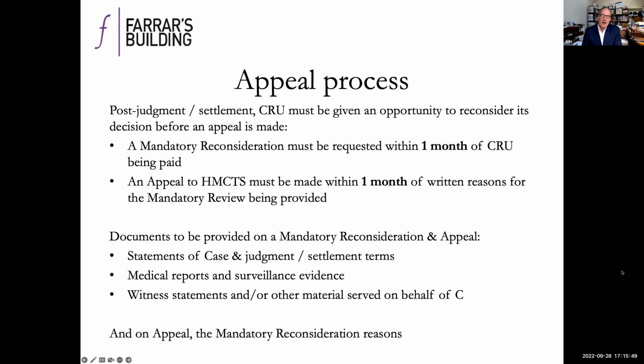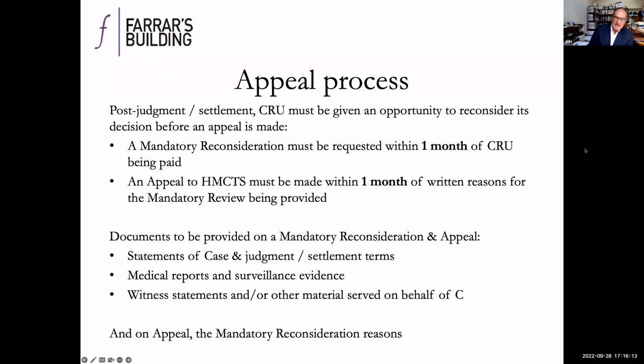As I say, up to 1 year you can get extensions, but it's sensible not to go down that route, but to make your first of all your mandatory reconsideration requests and then your appeal within the timelines provided by the rules. In those circumstances, you will need to provide statements of case, a copy of the judgment if there is one, and the settlement terms.